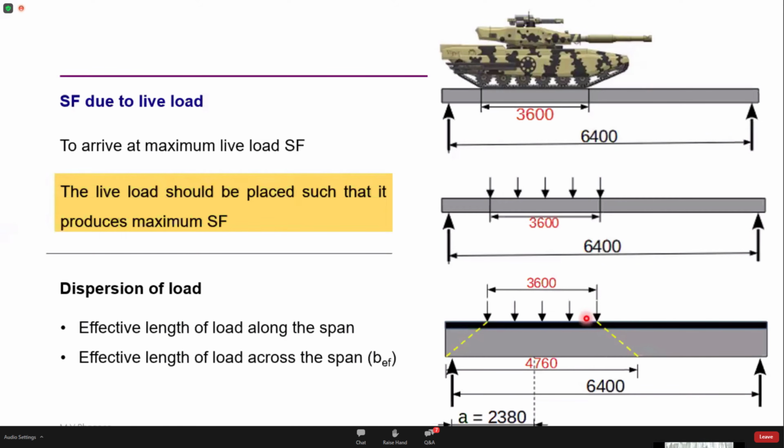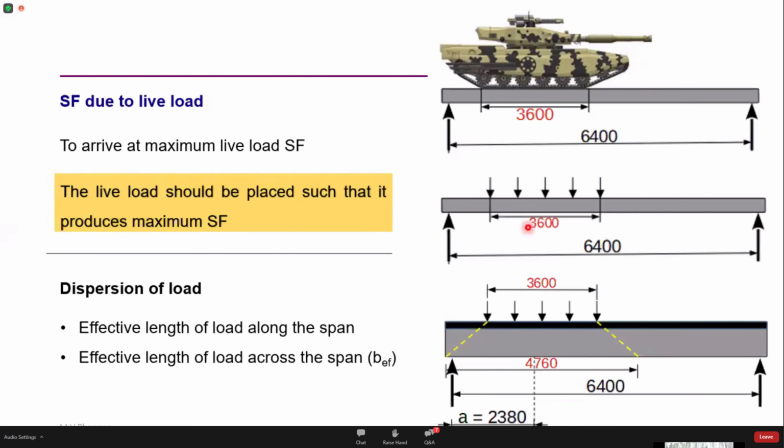So the condition is something like this. I have this live load of 3.6 meters here, and because of this live load, the load is going to get dispersed through the thickness of the slab. Now, our objective should be that this dispersion should be within the slab and it should be as close to the support as possible. So this is the condition we have. We have calculated this 4.76 in the next slide. So I'll show you how this is done. So this is how the shear force is calculated.